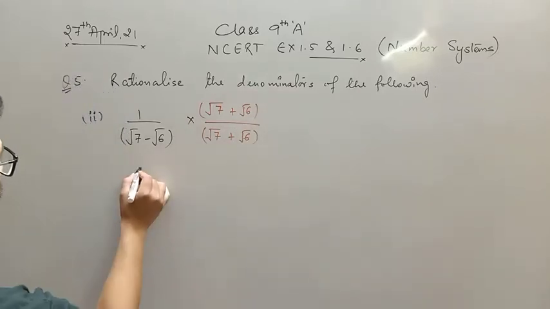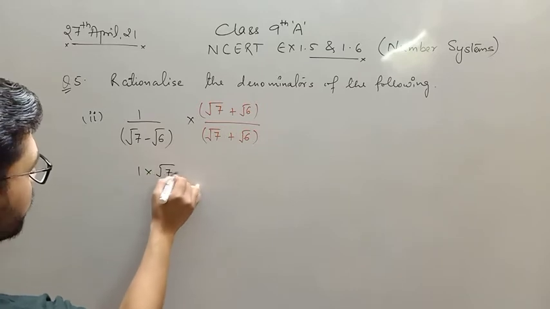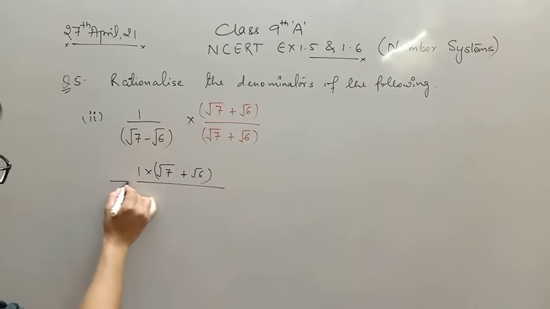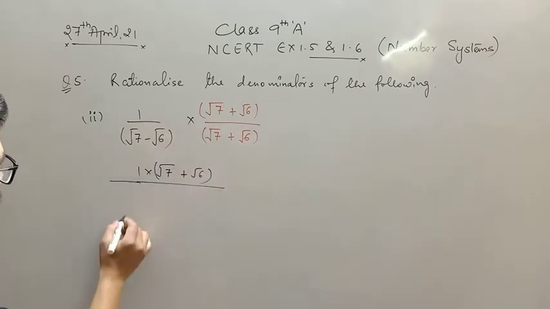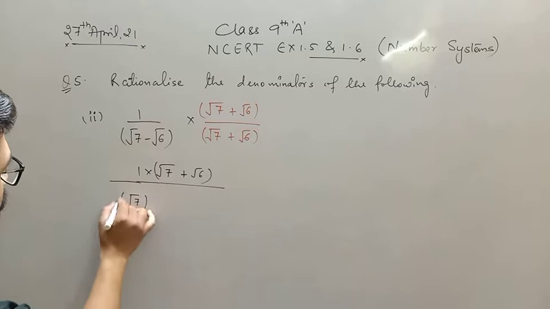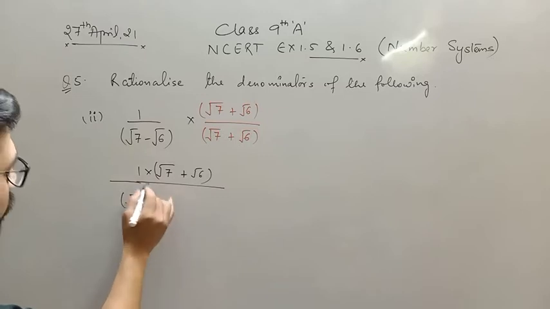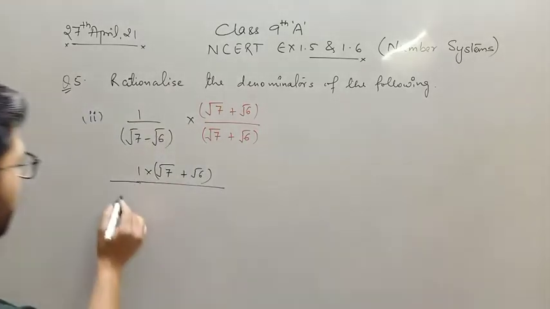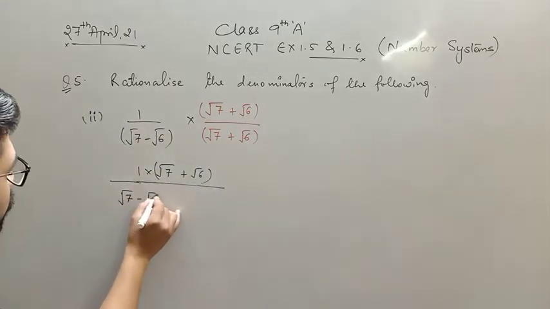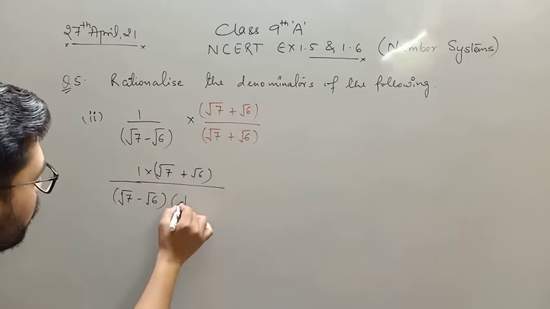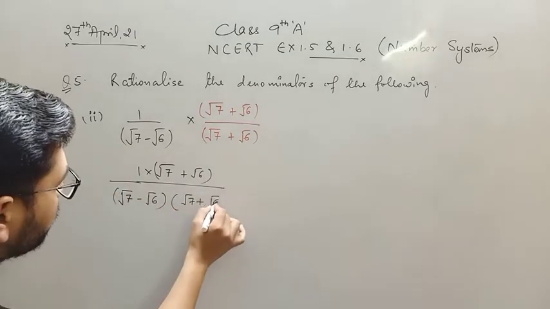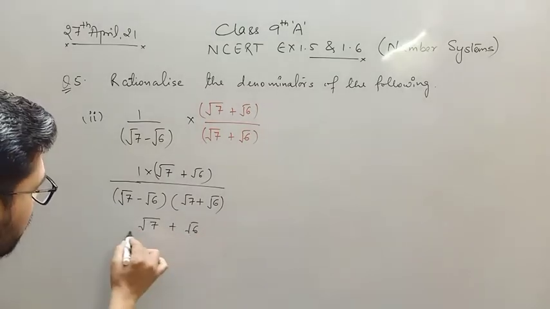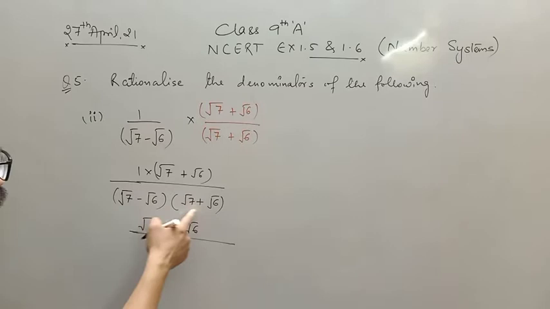Now 1 into root 7 plus root 6 in the numerator, divided by a minus b, a plus b. So I can write a square. First I'll write root 7 minus root 6 and root 7 plus root 6. Now root 7 plus root 6 divided by a minus b, a plus b.